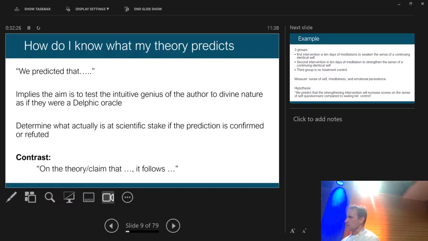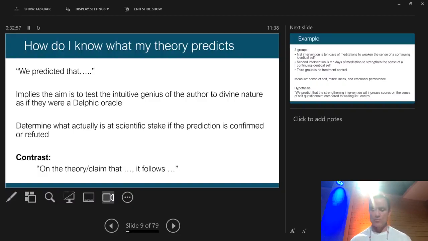So what I like to write at the end of an introduction is something like, on the theory that, blah, blah, blah, this follows. So what's shown to be at stake is some theoretical claim and not my divine genius. Now, it might be the case that I predict some of these predictions or I don't predict some of those predictions, but it doesn't really matter. It doesn't matter what my personal confidence is for and against certain predictions. What matters is what theoretical claims are at stake if these predictions come out or not.